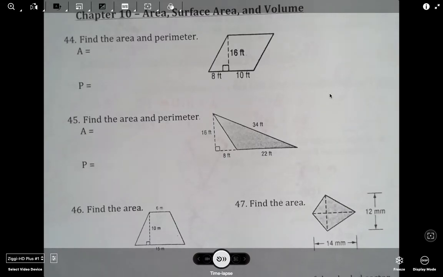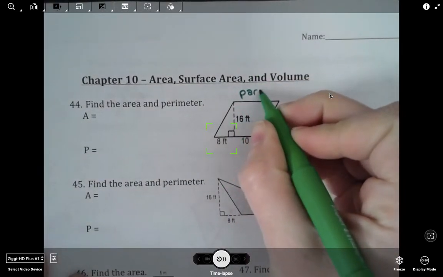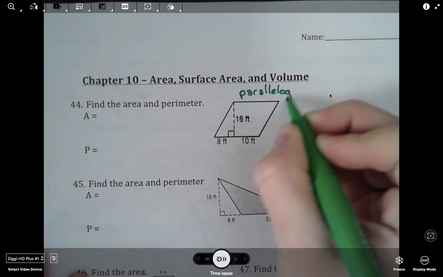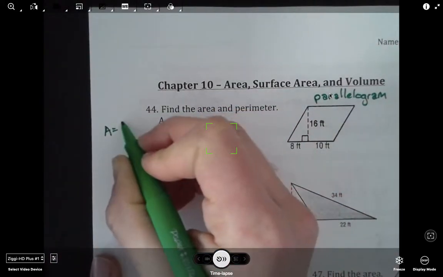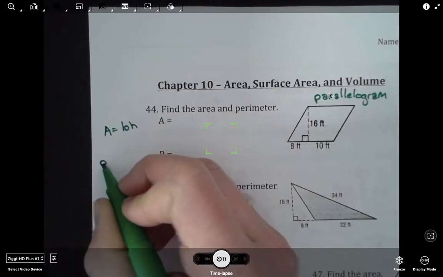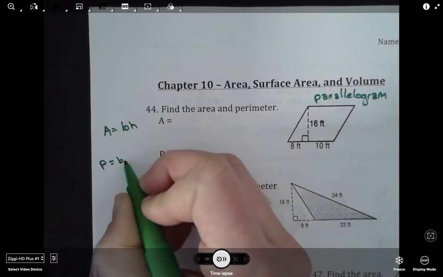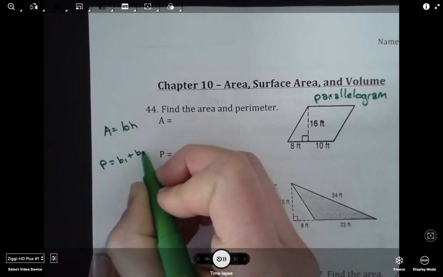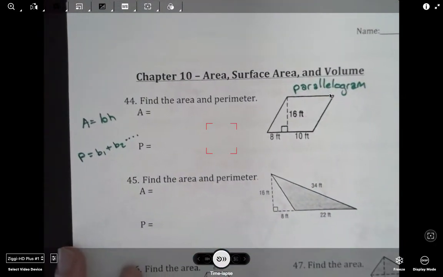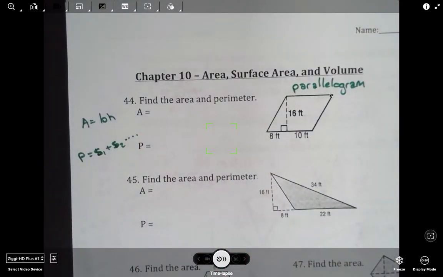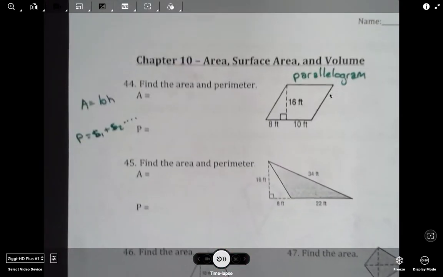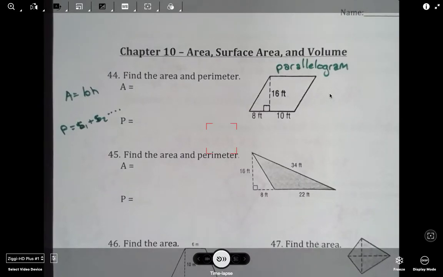What is the shape of that thing? That is a parallelogram. What's the formula for area? Base times height, that's it. And perimeter is just base 1 plus base 2, all of the sides, side 1, side 2, add them all together, right? Which one is easiest to do for number 44?